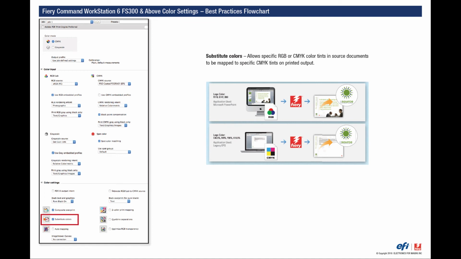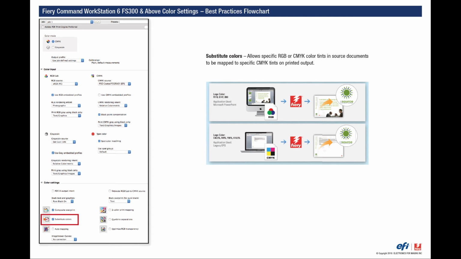With a substitute color, I can specify a specific tint of RGB or CMYK that I want to look for in the incoming job and convert it to a different color. So the way we typically use this is to map a logo color, such as the Fiery logo I'm showing here. If that Fiery logo is in an Office document, it's not going to be a spot color. It's not going to come in with a spot color definition. It's going to come in as RGB.